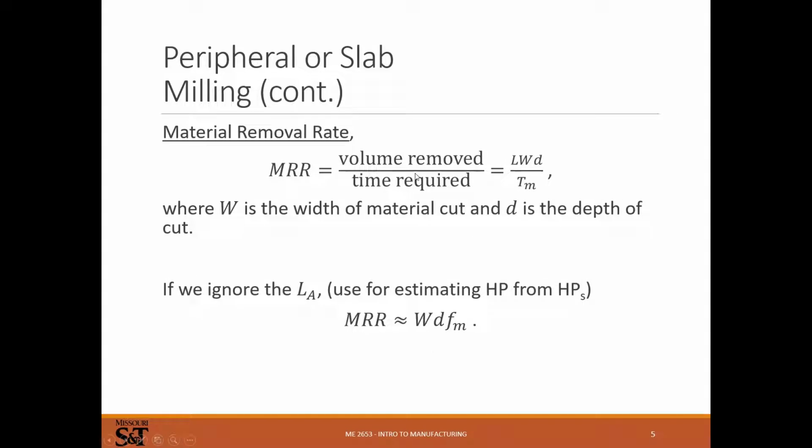Material removal rate is the volume removed in an amount of time. So volume is the length of the cut, width of the cut, and depth of the cut, divided by the time. This is the exact material removal rate. We can ignore the approach length LA and get an approximate form, which is probably going to be a little easier to calculate, and this is something we can use to get horsepower from specific horsepower or unit power. I'll talk more about that when we get to an example. That's width of cut times depth of cut times table feed. That gives us an estimate for material removal rate.